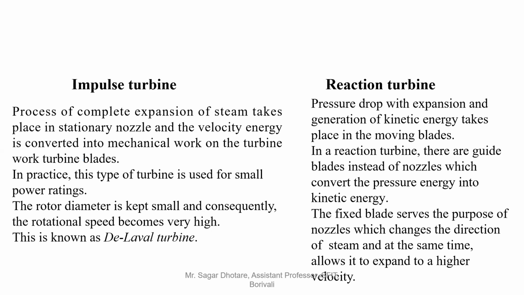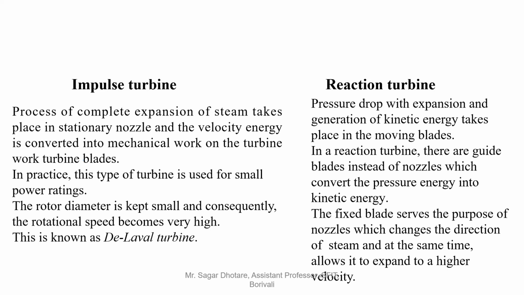In an impulse turbine, the complete expansion of the steam takes place in the stationary nozzle, and the velocity energy is converted into mechanical work on the blades of the turbine. In the reaction turbine, the pressure drop with expansion and generation of kinetic energy takes place in the moving blades. In the reaction turbine, there are guide blades instead of nozzles, which convert the pressure energy into kinetic energy.